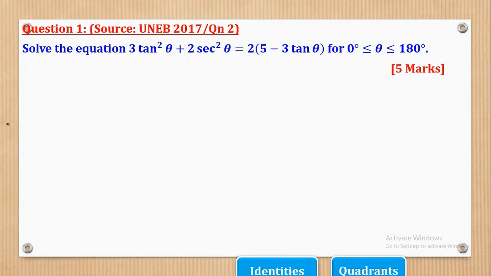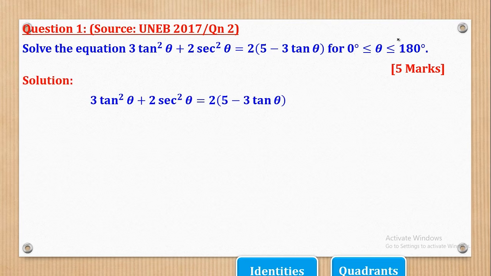Now with those three identities, we are going to go through a number of examples got from UNEB. So here on this platform, priority of the questions are got from the UNEB Question Bank. So question 1 came from UNEB 2017, paper 1, question 2, and it says, solve the equation 3 tan squared theta plus 2 sec squared theta equal to 2 in brackets 5 minus 3 tan theta for values of theta ranging from 0 to 180 degrees. So this is the expression which was given.